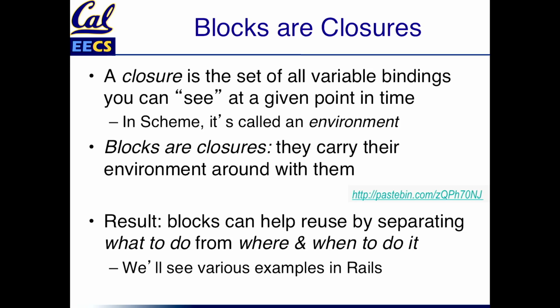Blocks or closures. This is another concept that, although it's taught in 61A and in Scheme, is not present, or at least not present in an obvious way in a lot of modern languages. A closure is basically the set of all the variable bindings, all the variables with their values that you can see at a given point in time. And if you remember in 61A, they called this an environment, and you drew diagrams about them. Well, that's what this is. Now, what does this mean in terms of yield, and why do we care about it?